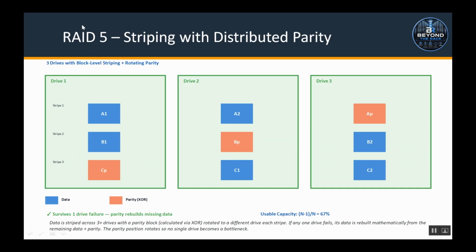Here we are going to discuss RAID 5, striping with distributed parity. Here the data is striped across 3 plus drives with the parity blocks, calculated via XOR, rotated to different drives each stripe. If any one drive fails, its data is rebuilt mathematically from the remaining data plus parity. The parity position rotates, so no single drive becomes a bottleneck.